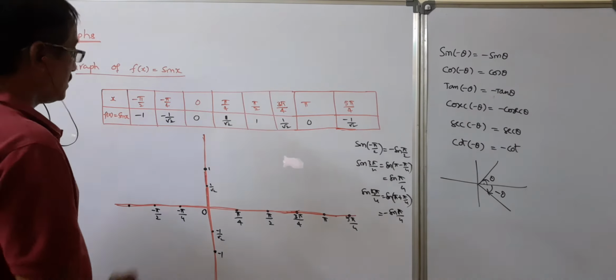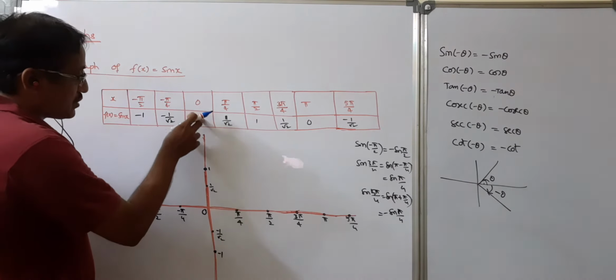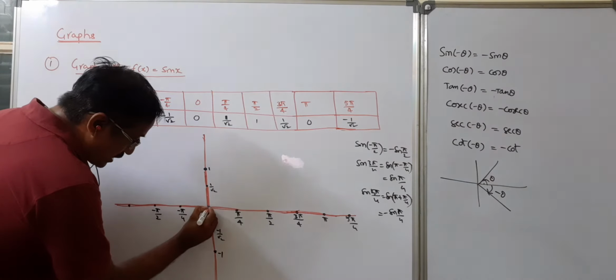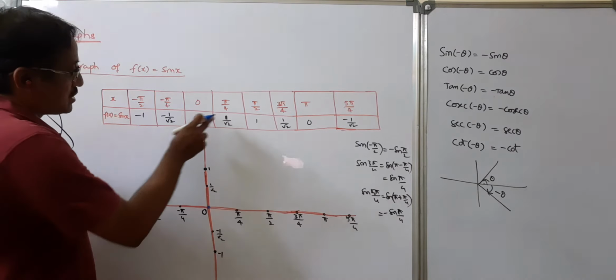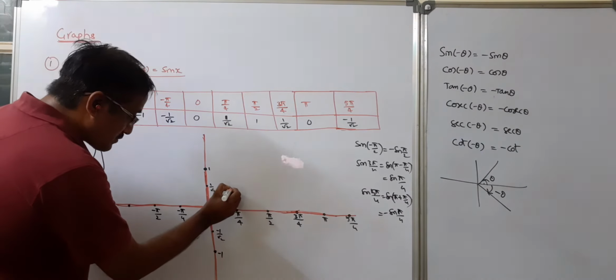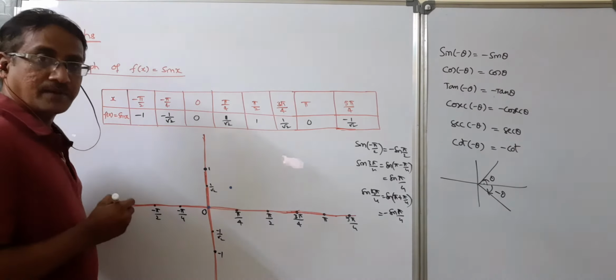So first of all, sin 0 is 0. You need to note like this: sin 0 is 0. Sin pi by 4 is 1 by root 2. You need to note down like that.